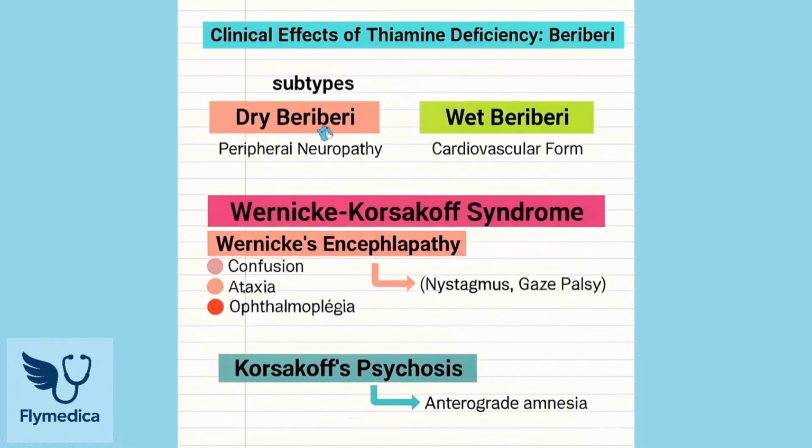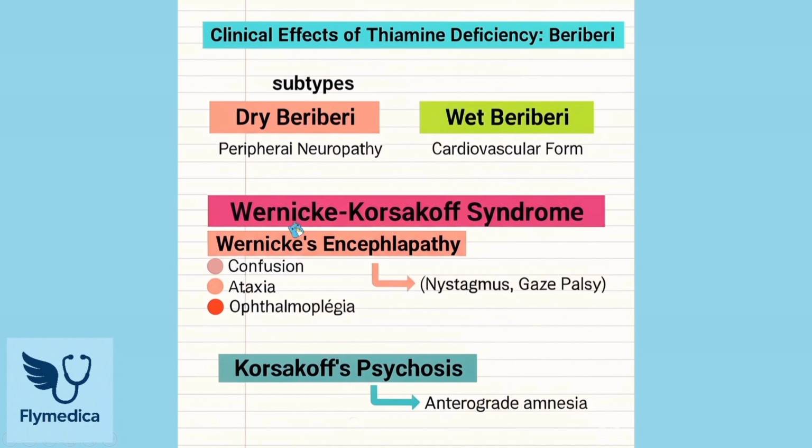Now let's talk about the clinical signs of thiamine deficiency in the human body. We have beriberi, which is divided into two subtypes, dry beriberi and wet beriberi. The dry type is going to cause peripheral neuropathy, and the wet type is going to cause cardiovascular involvement in the human body. So the dry is for neuropathy and the wet one is for cardiovascular disease.